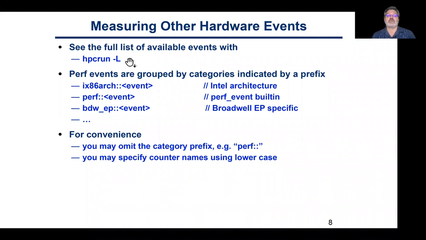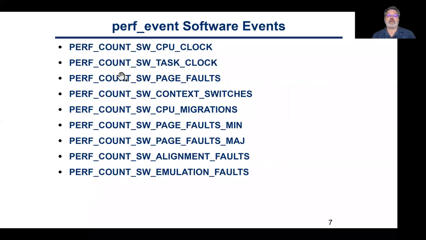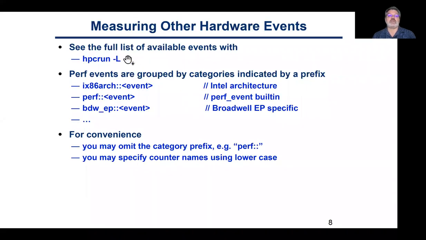And there's a few ways that you can name these events. So you can name these events by saying something like perf_count_software_context_switches. But perf also supports some shorthand names. So I think you can also just say lowercase context-switches. And so when you use hpcrun -L, you can see all of these events and their convenient aliases.